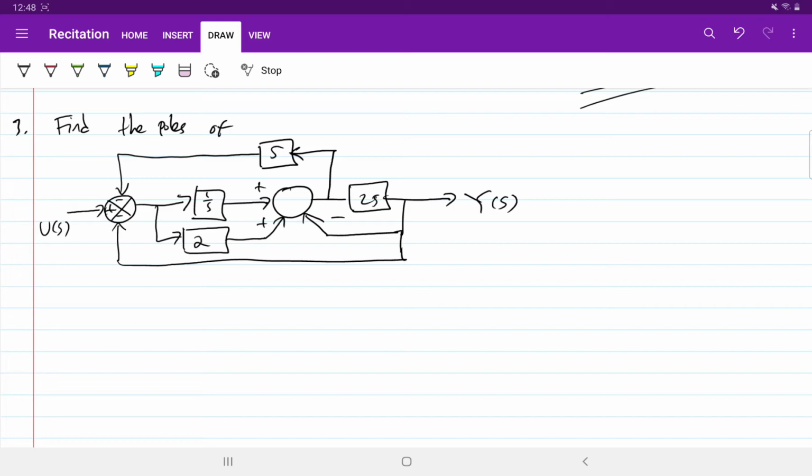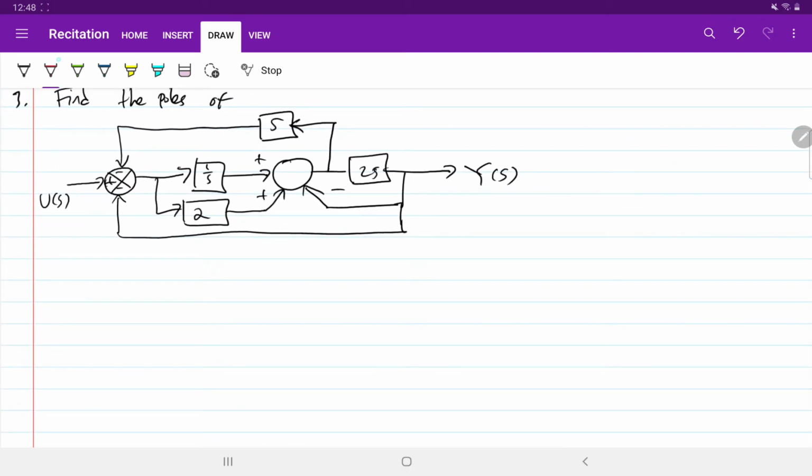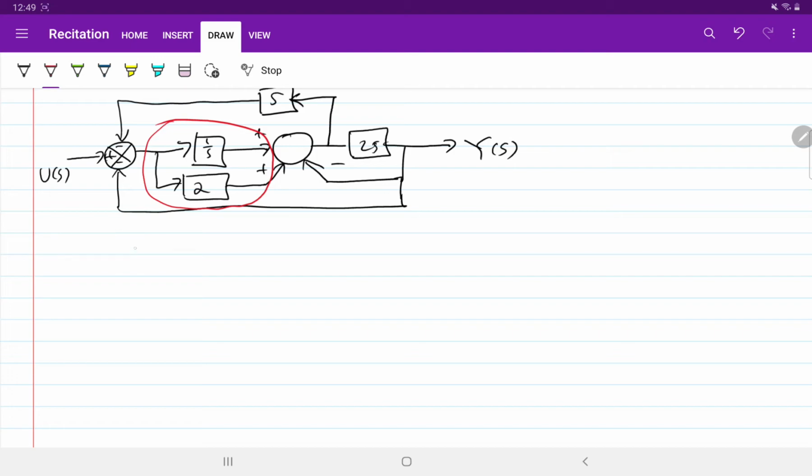Okay, so you just need to simplify this block diagram. So how to do it? The first simplification is to focus on this term right here. We know that this block here is 1 over s plus 2, or 2s plus 1 over s.